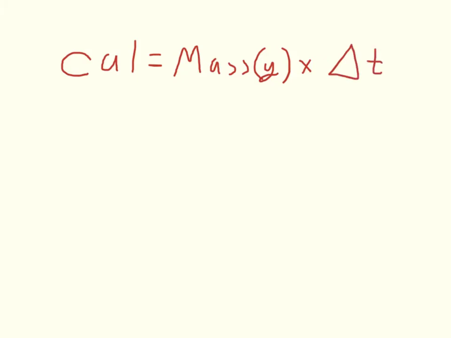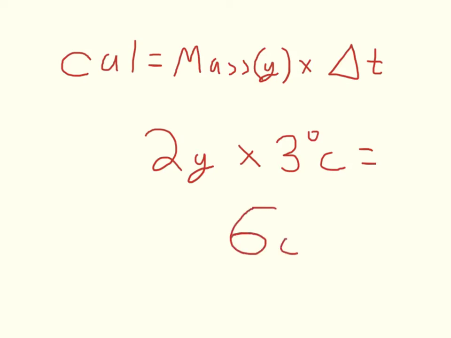By now you might have figured out the formula for calories, and that is that a calorie is equal to the mass of the water, measured in grams, multiplied by the change in water temperature. So if I had, for example, 2 grams of water and I raised it from 25 to 28, that would be a 3-degree difference. That would take 2 times 3, or 6 calories of heat energy to raise that much water by 3 degrees. So that's what a calorie is.